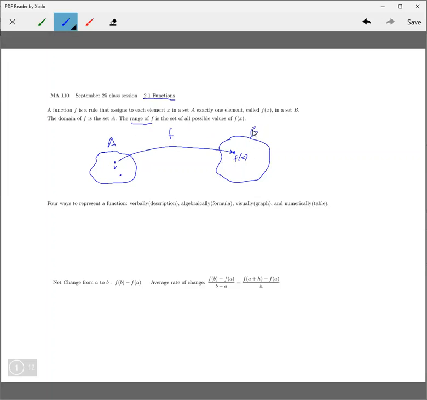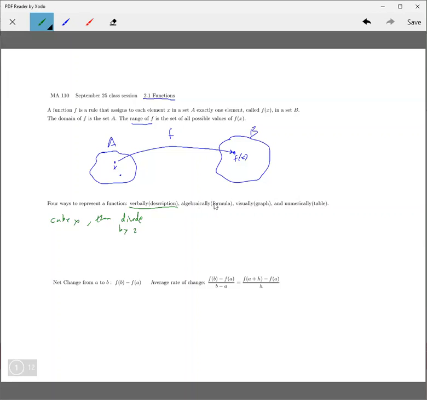Okay, so the range is not necessarily equal to B. It could be a subset of B that's not equal to B. Well, actually the range has to be a subset of B, but it doesn't necessarily have to be equal to B. Okay, so that's the idea right there. There are 4 different ways to describe a function. You can say it verbally. So for example, if I say take x, cube it, then divide by 2, or something, that could be a description.